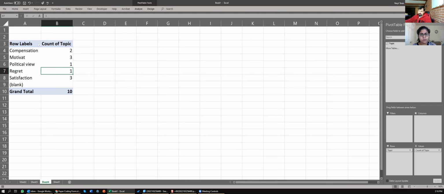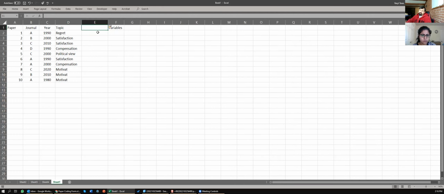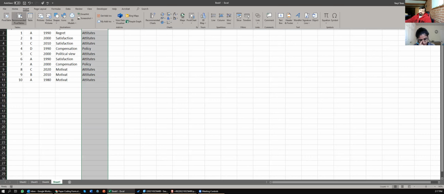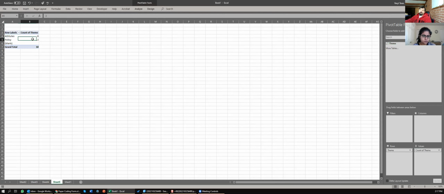At some point, before we get into the variables, we may even add a separate category, let's call it theme. Here it would be attitudes. Here, I think it would also be attitudes. Compensation would fall more into, I don't know, policy, for example. Political views, I guess, more attitudes or policy. Motivation seems to be more attitudes, or whatever it will be. It could be a completely different list of themes, but we can say that students were primarily used to study, for example, attitudes, and then a couple of studies studied policy. So it gives us some information.